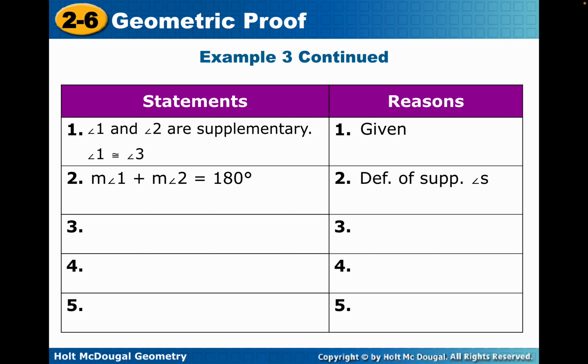Okay. We used one of our givens. Let's use the other given. Okay? Because what do we eventually have to prove? Yeah, we got to explain that 2 and 3 are supplementary. Okay? Now, our next step, what we have to do, is we are going to say the measure of angle 1 equals the measure of angle 3.